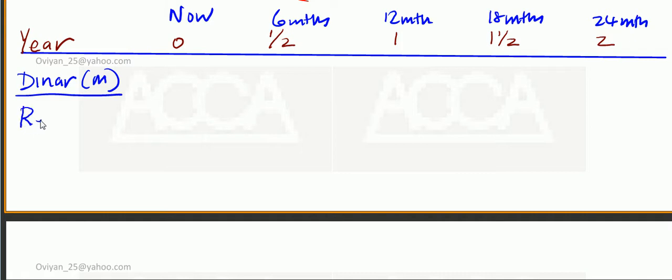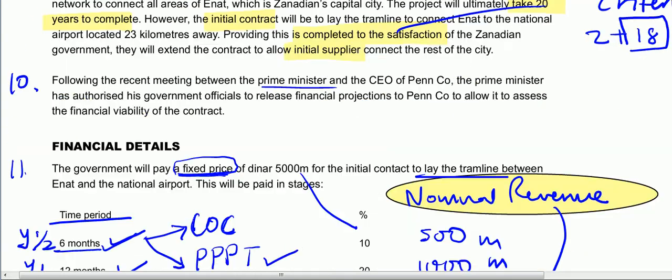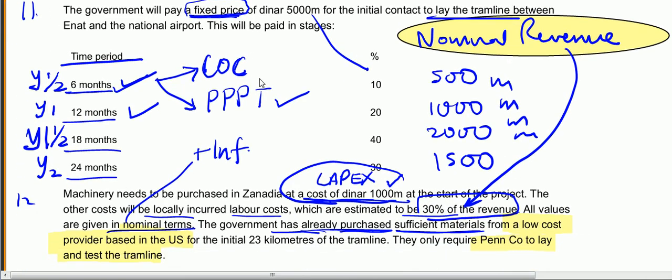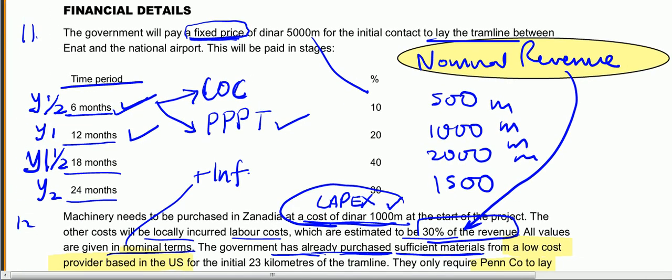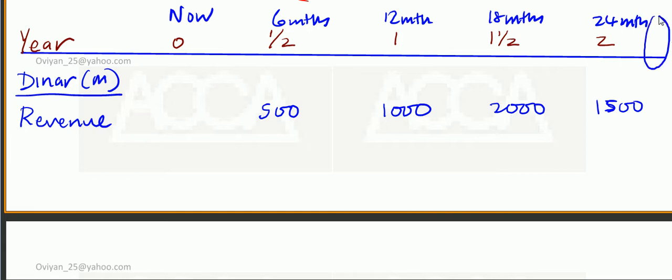Now we are told that there is a revenue. In paragraph number 11, we are told there's a revenue of 500 million dinar, 1,000 million dinar, 2,000 million dinar, and 1,500 million dinar. Now make sure you have an extra column if you had a tax delay.